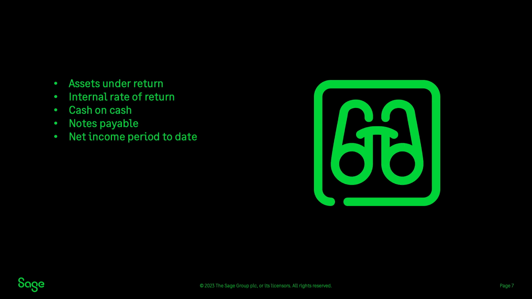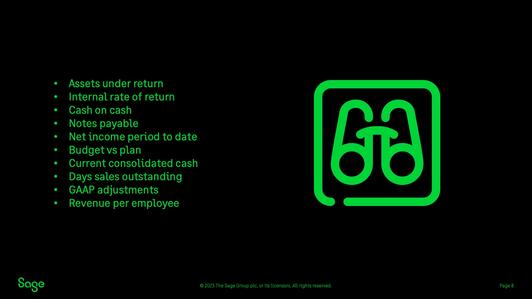For example, one of our users, a family-owned real estate investment firm, monitors assets under management, internal rate of return, cash on cash, notes payable, and net income period to date, which aren't available in QuickBooks unless you're using spreadsheets. Your key metrics might include these and others, both financial and operational, that help business leaders track the health of your organization. Other metrics might include budget versus plan, current consolidated cash, days sales outstanding, GAAP adjustments, and revenue per employee.